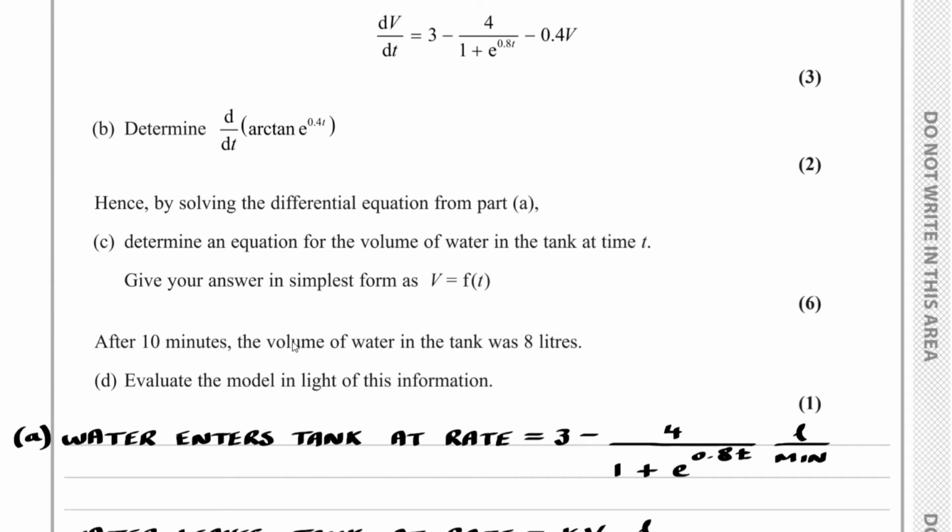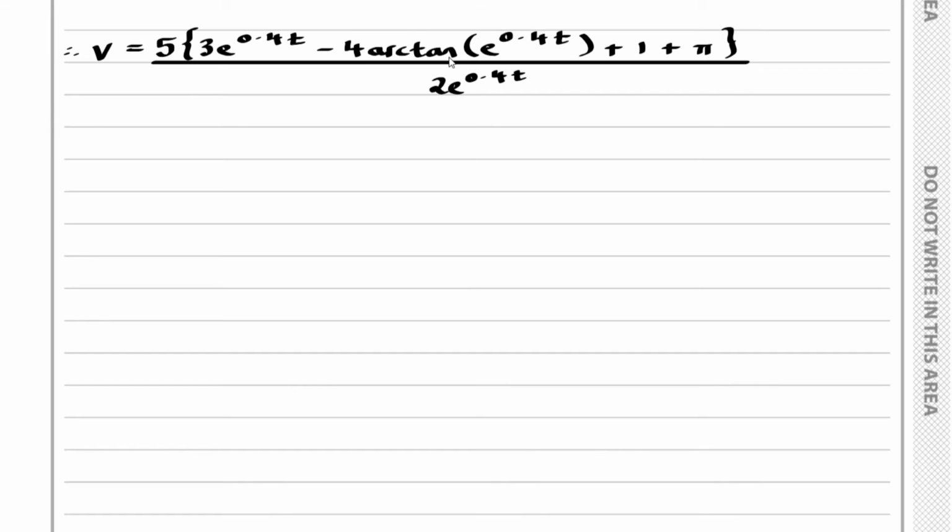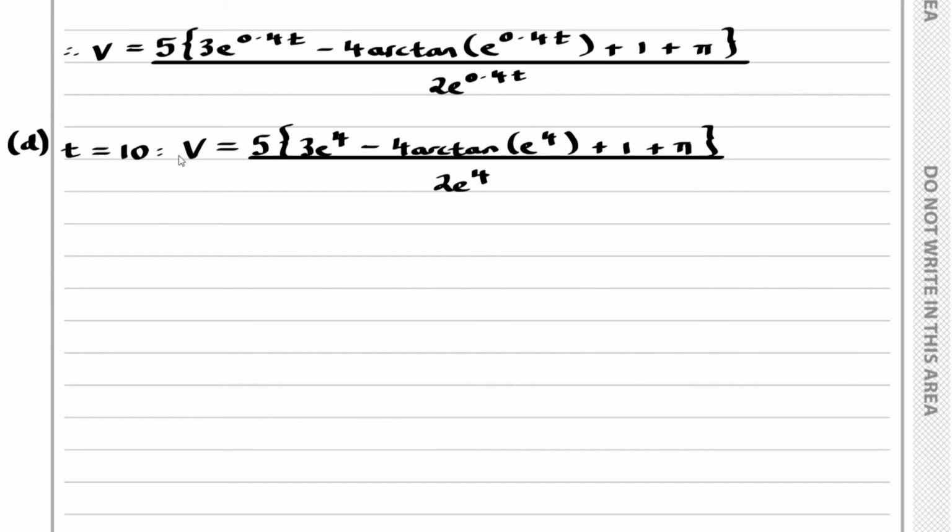After 10 minutes, the volume of water in the tank was 8 litres. We have to evaluate the model in light of this information. So, for part D of the question, let's see what happens when t equals 10. When t equals 10, we've got v equals 5 multiplied by 3e to the 4, subtract 4 times the arctangent of e to the 4 plus 1 plus pi, over 2e to the 4.